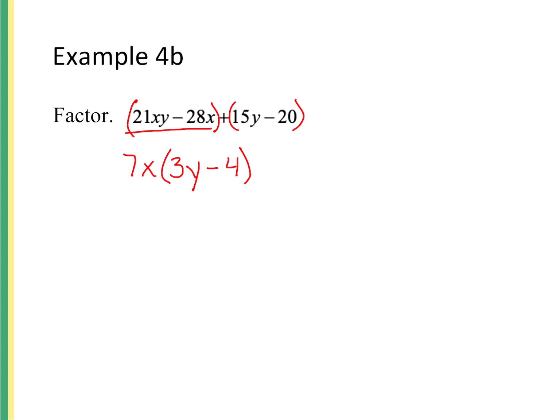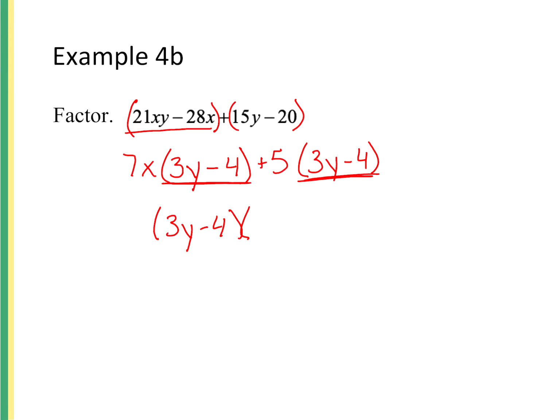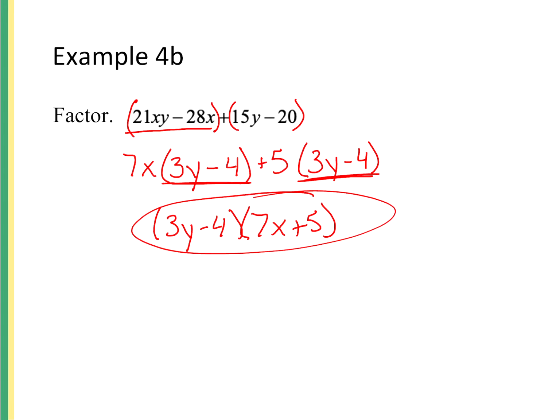What are we going to take out of our second set? Just a 5. Because if the first number is negative, take out a negative. Otherwise, just positive. So if I take out a 5, I'm left with 3y minus 4. And again, that's what we want. We want these parentheses to be the same. If they're not, that's when we have to reevaluate what's going on. So now I take out that 3y minus 4. And what are we left with? 7x plus 5. You guys are cruising. I guarantee you have done this before.